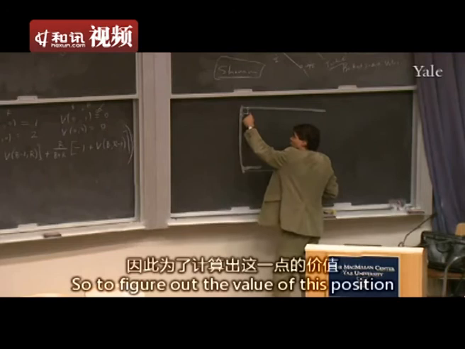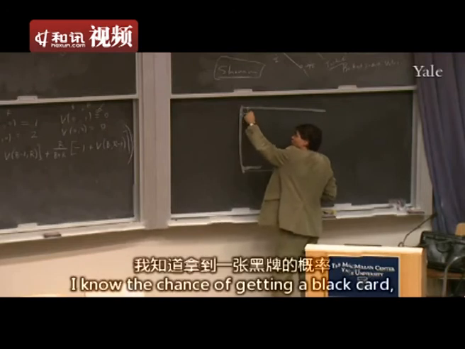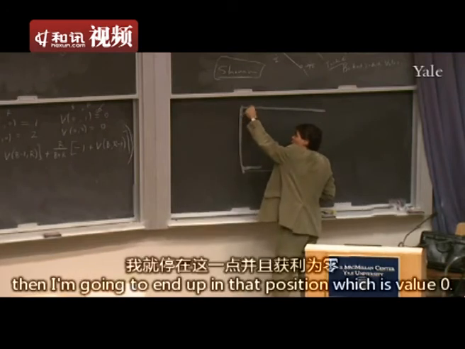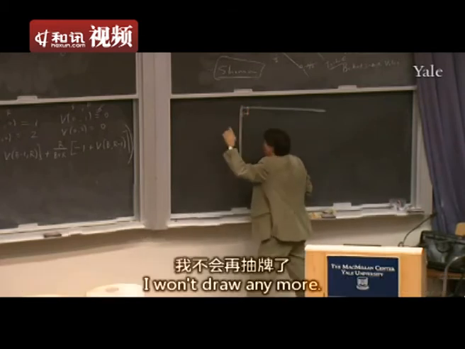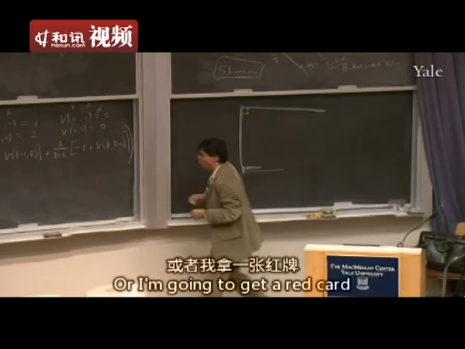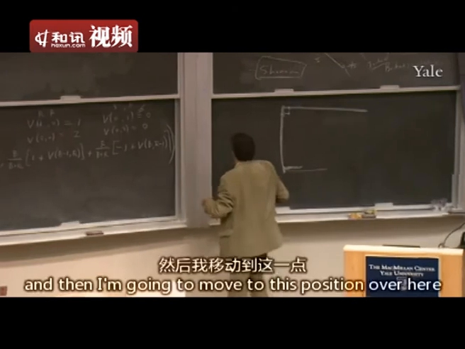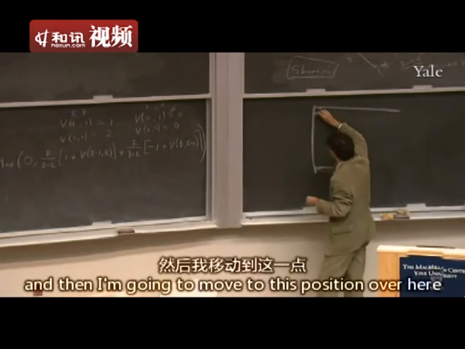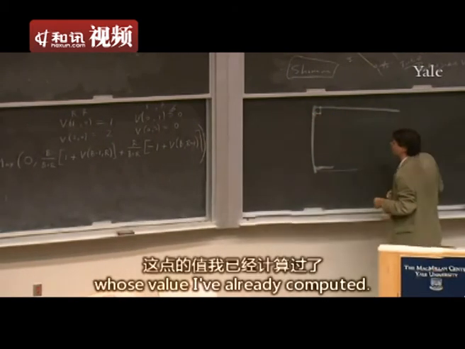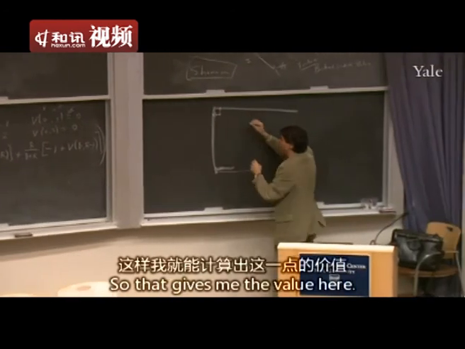So to figure out the value of this position, I know the chance of getting a black card. Then I'm going to end up in that position, which has value 0. Okay, I won't draw anymore. Or I'm going to get a red card, and then I'm going to move to this position over here, whose value I've already computed. Okay, so that gives me the value here.